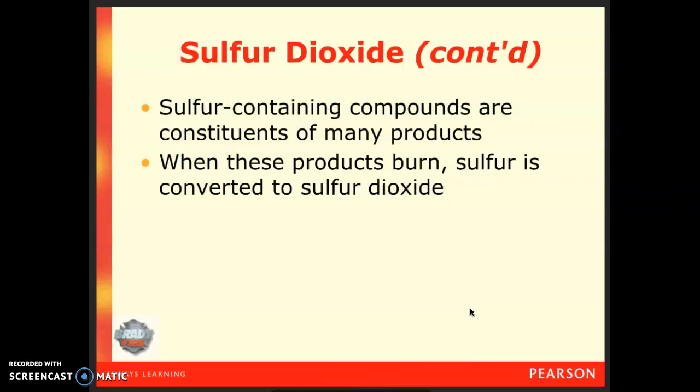And finally, as mentioned before, there are many commercial products that are sulfur derived or contain sulfur derivatives. And when these substances burn, you're going to find sulfur turning into sulfur dioxide. That is going to be the primary mode of combustion for the sulfur atoms in those substances. So that's where we'll stop our discussion for now.